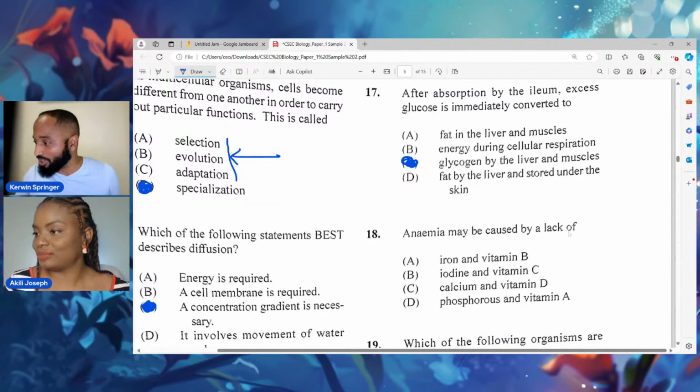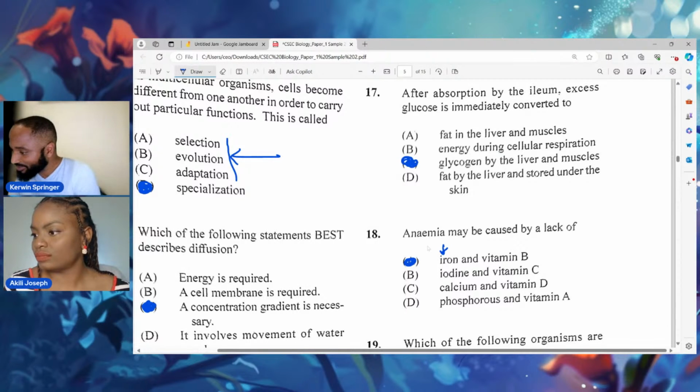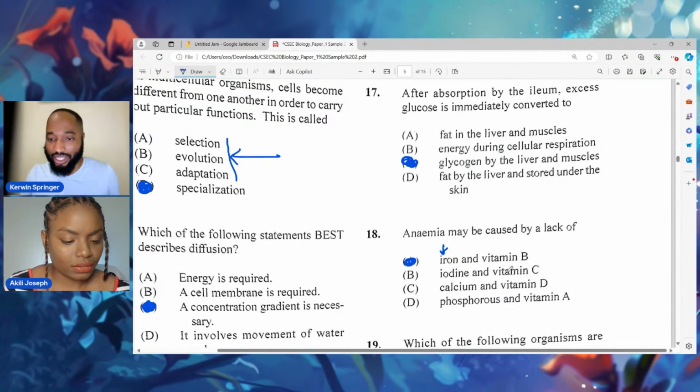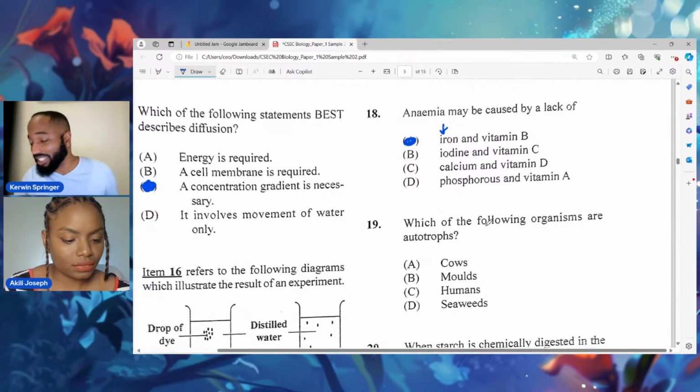Anemia may be caused by a lack of iron. Vitamin B added with blood. Well, I just know anemia means your blood count is low, and iron with the blood and everything. So A. And I have a very first-hand relationship with anemia.